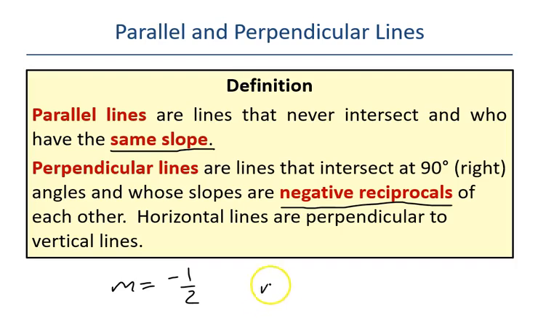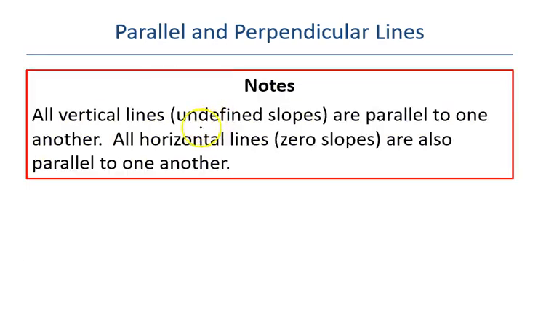So your negative reciprocal, I'll abbreviate that, is going to be 2, because if I flip this, that makes it 2/1, and then if it's negative, I make it positive. You're literally making it the exact opposite. I've never really liked the terminology of this, but that's how you do that. Note all vertical lines, undefined slopes, are parallel to one another. All horizontal lines, zero slopes, are also parallel to one another.